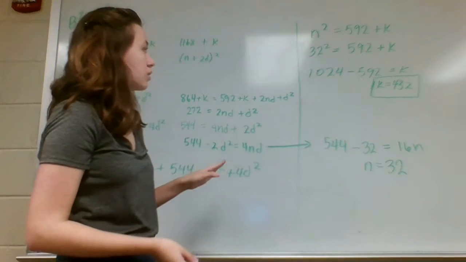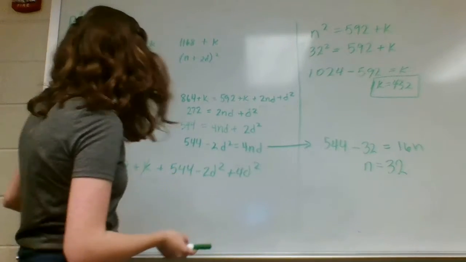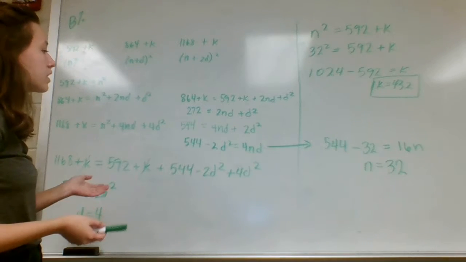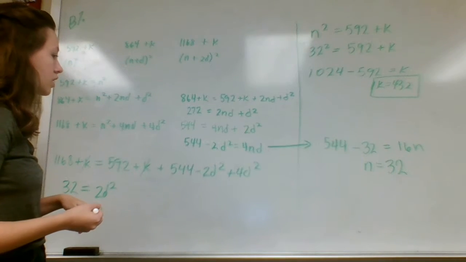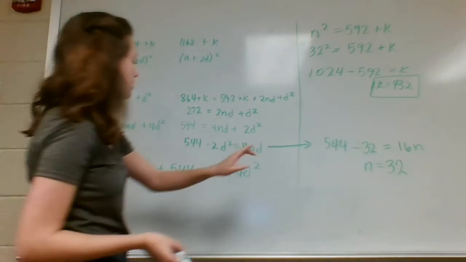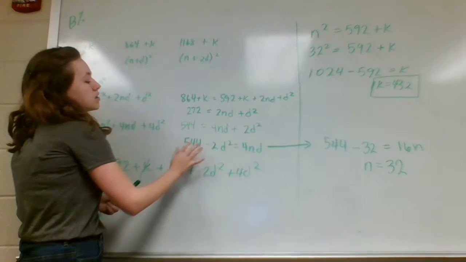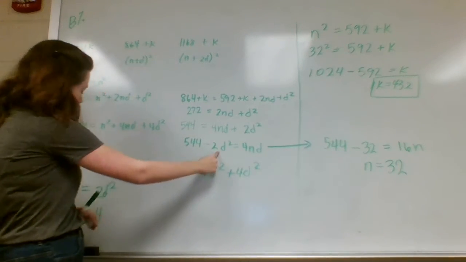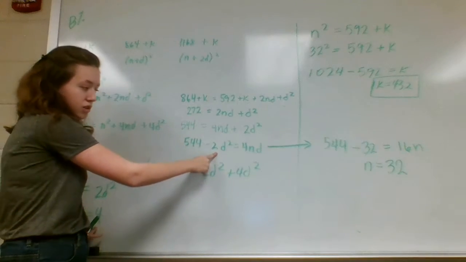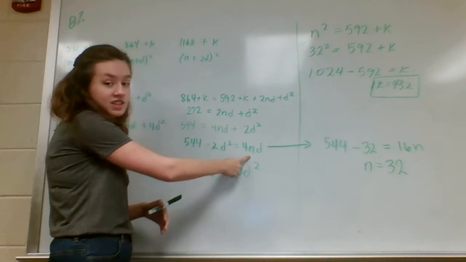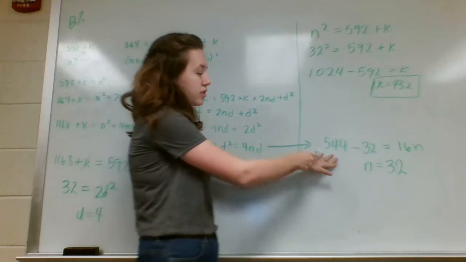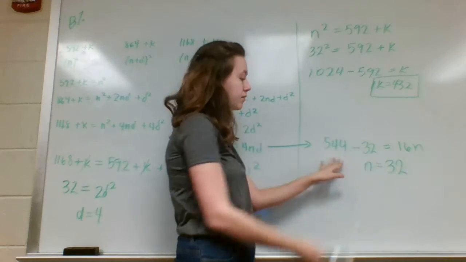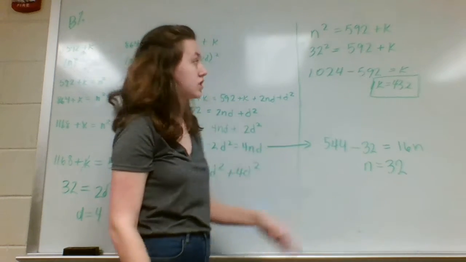From then, you're going to want to plug that in to any one of your other equations to solve for n. So I believe I did this one here. You have 544 minus 2d squared, so that's going to be 32, equals 4nd, 16n, which I have here. 544 minus 32 equals 16n. So n is equal to 32.